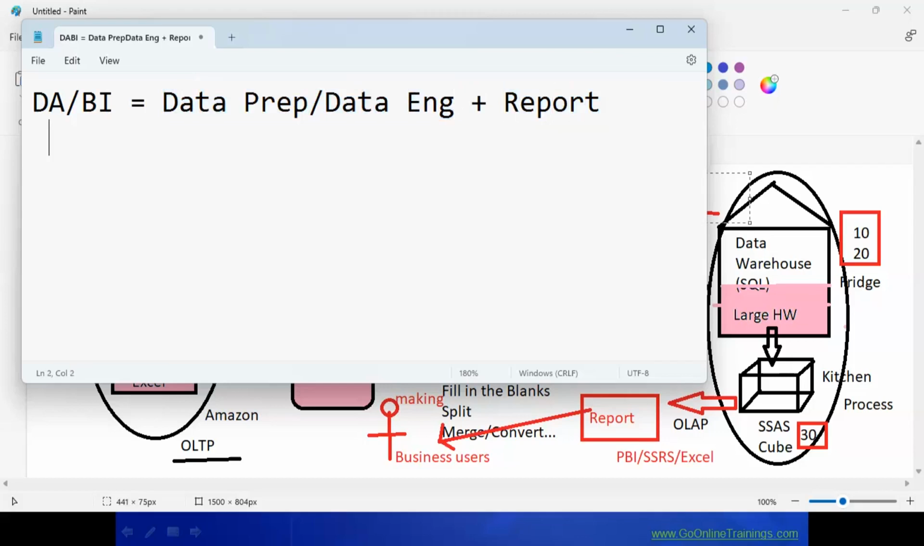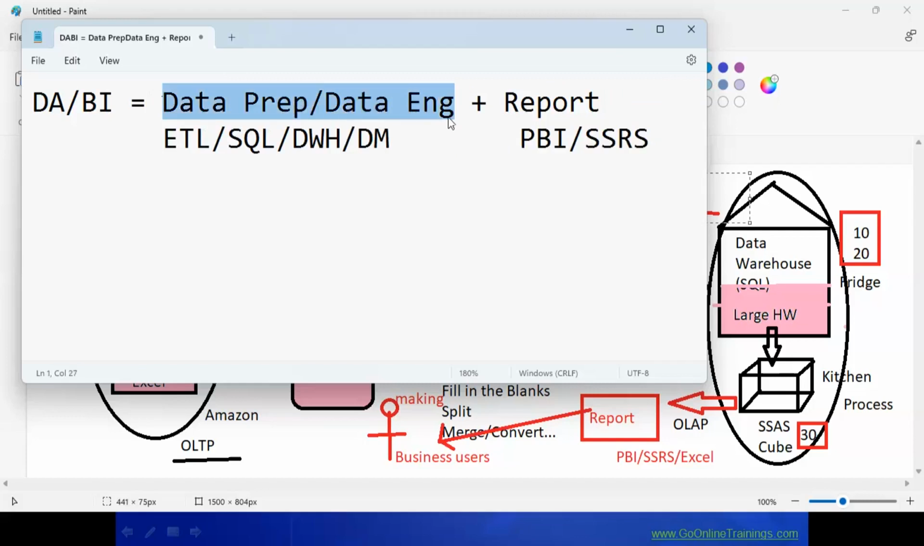Then the reporting. So ETL you should know, SQL you should know, data warehousing you should know, data modeling you should know, and for reporting, Power BI you should know, or SSRS. Which is very, very complex. 60% of the time we are going to be doing this activity. The remaining 40% of the time we are going to be preparing the reports. So if you learn only a reporting tool, you know only 40% of the knowledge. You don't know the remaining 60%.